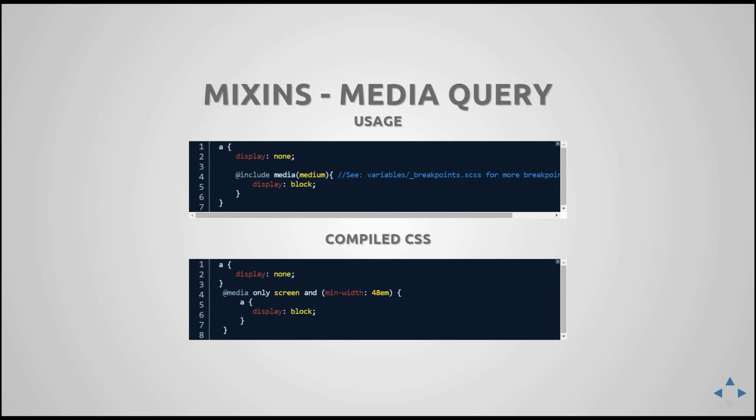We have an anchor, and first we're setting its display to none. Then we're including the mixin media, setting its anticipated variable to medium, and then opening up space to write our styles. We'll set the display to block, and then our compiled version will look like the following. An anchor with its default state of none, followed by a media query to put its display state back to block when reaching a max width of 48 em, or 768 pixels.